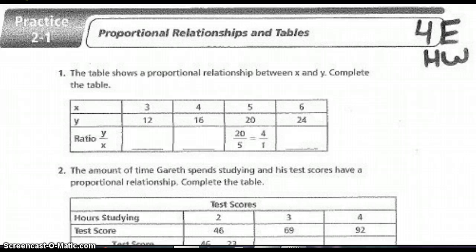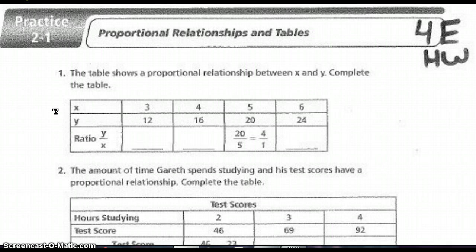The first problem we're going to do together is question 1. It says the table shows a proportional relationship between x and y. Complete the table. Before break, we talked about proportional relationships. We always would take y and divide it by x, and if you get the same thing every time, that means there is a proportional relationship.